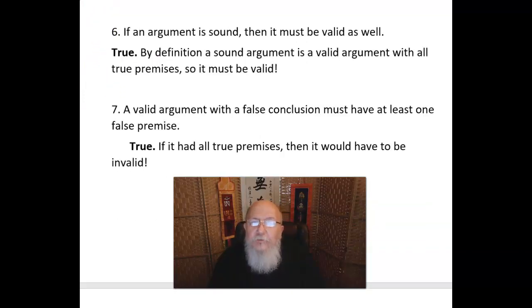Now here it says, if an argument is sound, then it must be valid as well. And this is true, right? By definition, a sound argument is a valid argument with all true premises, so it has to be valid. Or you could say, well, all sound arguments are valid arguments, so duh, right? A sound argument has to be valid. Number 7, a valid argument with a false conclusion must have at least one false premise. And that's true, because if it had all true premises, then it would have to be invalid, because what it means to be invalid is to have all true premises and a false conclusion.